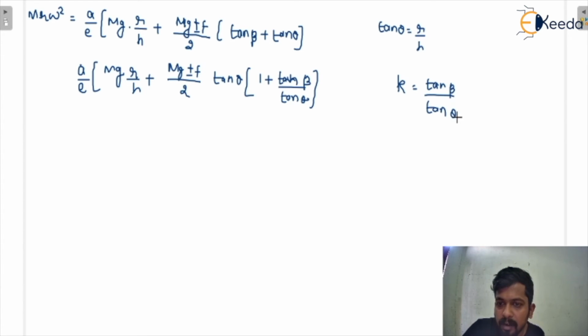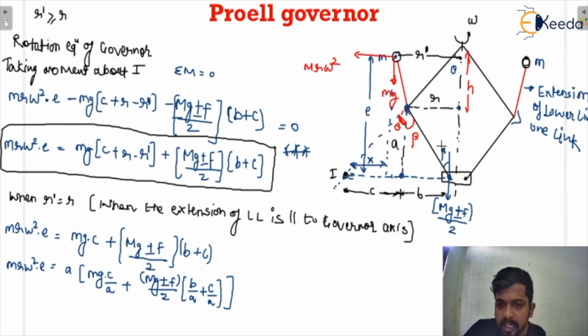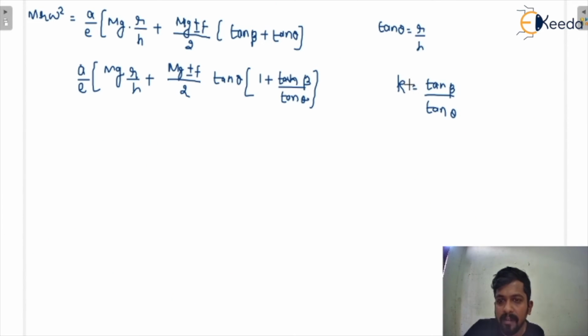We all know that k is equal to tan beta upon tan theta. We have seen this in the Porter governor. This is the beta angle, this is the theta angle, so the k value would be tan beta upon tan theta. Now see here, we have tan theta common and we know tan theta is equal to r by h. Here r by h will be there and here r by h will be there, so I can take r by h common. So a by e, yes or no? In the next step I put tan theta equal to r by h. So I'm just taking r by h common directly, multiplied by r by h.